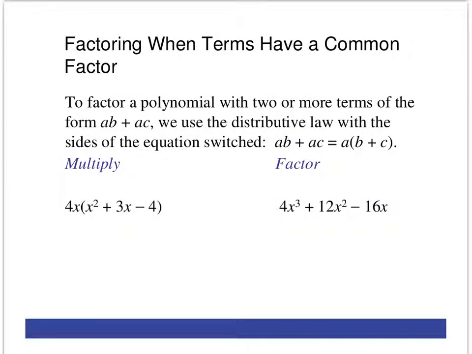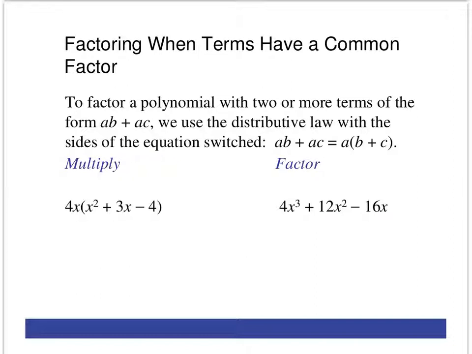So when factoring when terms have a common factor, to factor a polynomial with 2 or more terms of the form AB plus AC, we use the distributive law with the sides of the equation switched. So we'd have AB plus AC equals A times (B plus C).